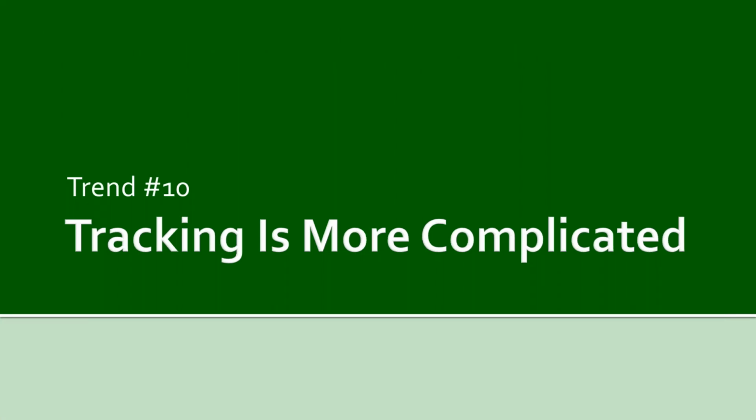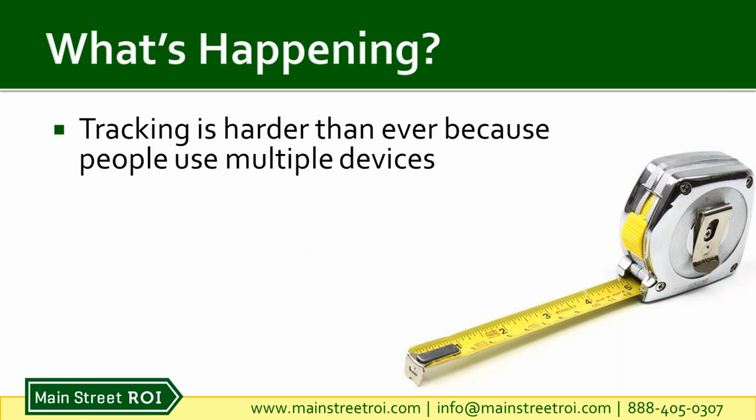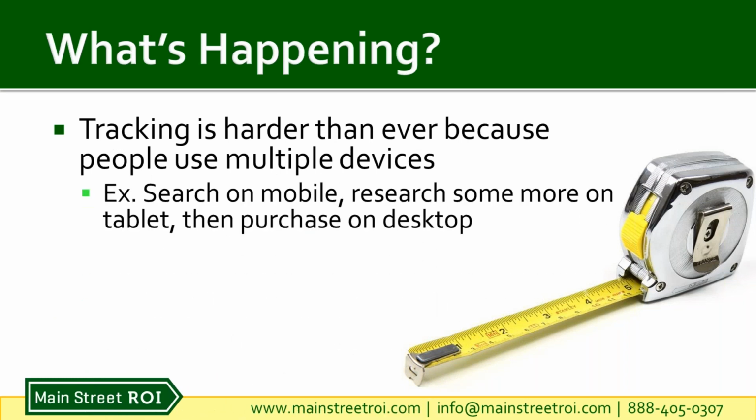Last trend here is that tracking is getting more complicated. And the reason for that is people are now using so many different devices. So a good example here, you might search something on your mobile phone. Maybe you're waiting in line at the grocery store. You remember that you need running shoes. I'll use the same example. So you need running shoes. You do a quick search on your mobile phone, and you narrow it down. I think I mentioned before, Nike and Adidas.